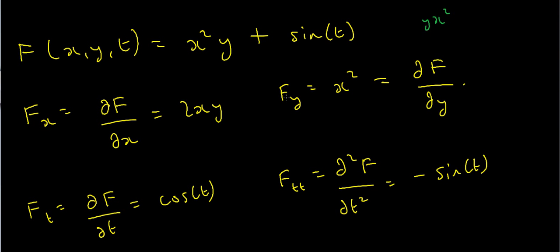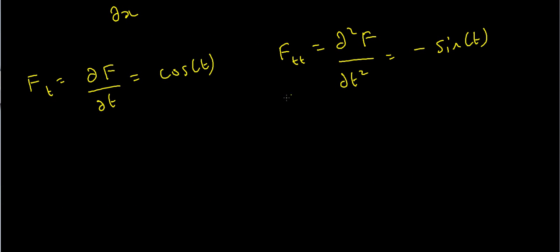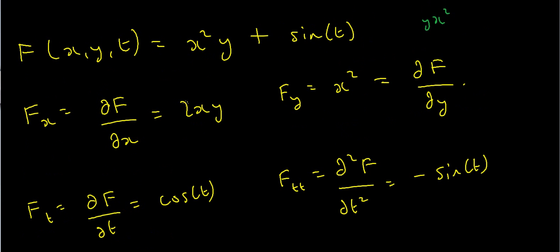How about the second partial of f with respect to x? Well, f sub xx, that is the second partial of f with respect to x. I just take my first partial with respect to x and differentiate that with respect to x again. Well, 2xy is the same as 2yx. And now I'm treating y as a constant, so this is a constant, so that's just 2y.